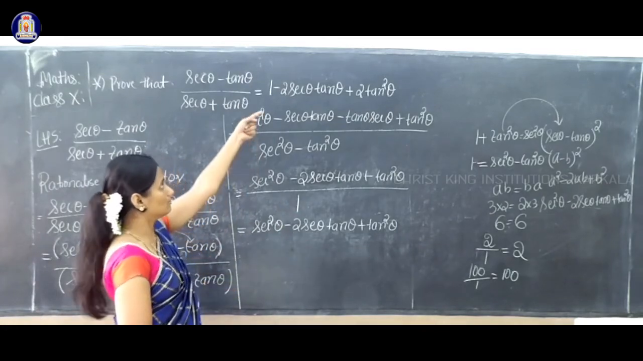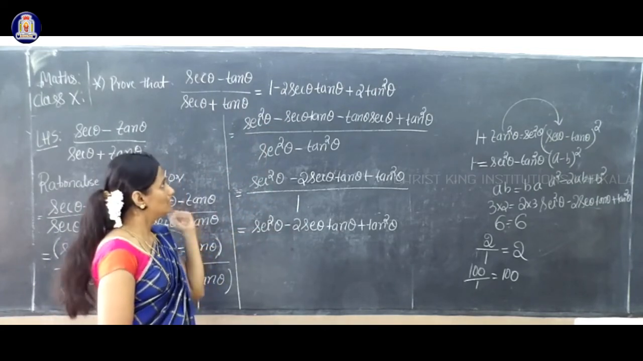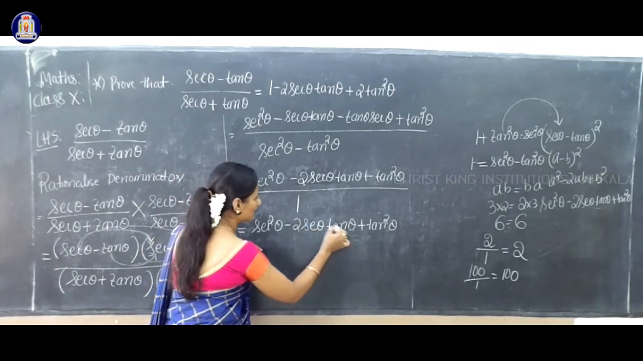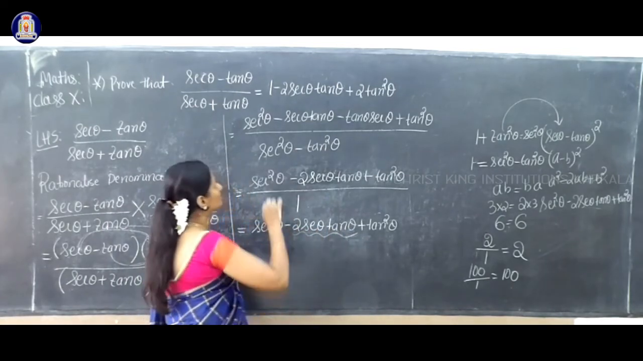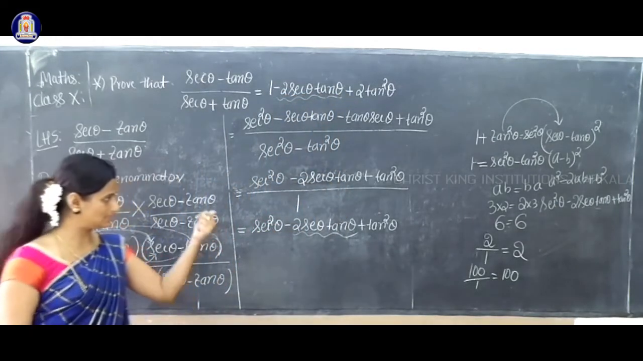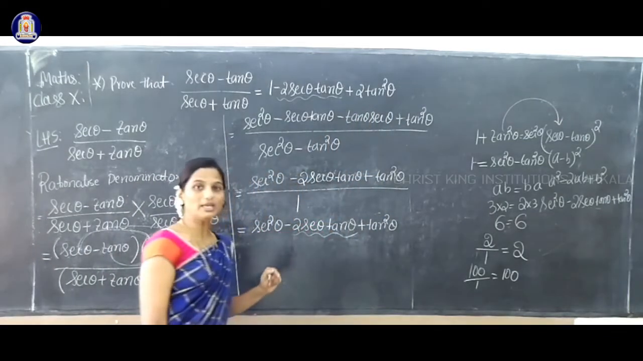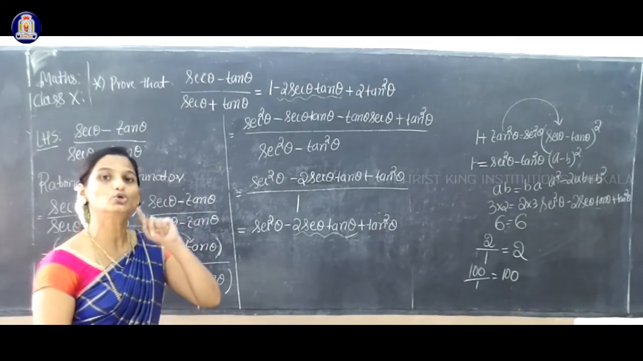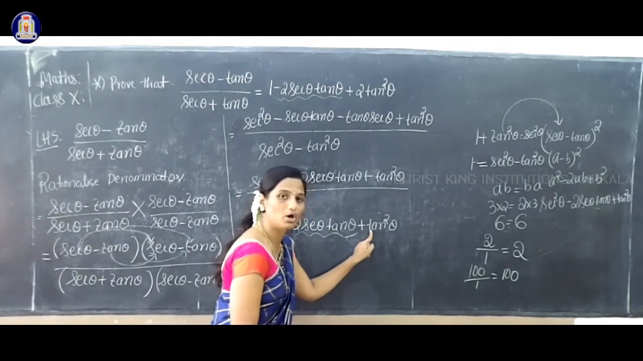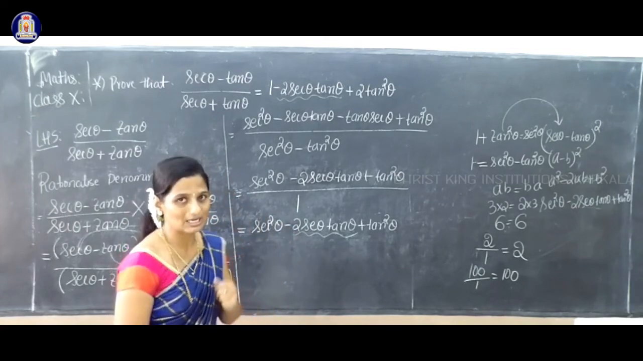Now we'll see what we got. By that I mean what we need and what we got, we'll compare it. What we need here is minus 2 secant theta tan theta. Did we get it here? Minus 2 secant theta tan theta, yes, we got that. Now next is 2 tan square theta. How many tan square theta do we need in the answer? 2 tan square theta, 2 times tan square. But here, how many did we get? Only 1. So one more extra tan square theta we need.